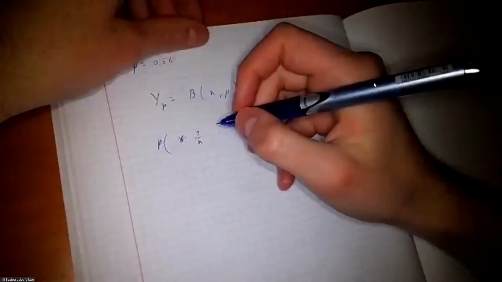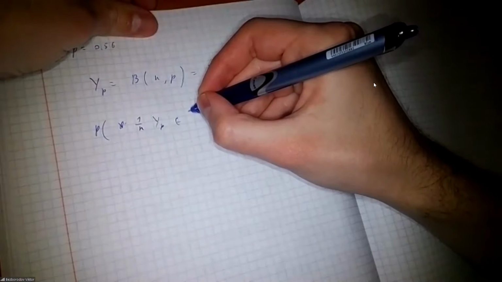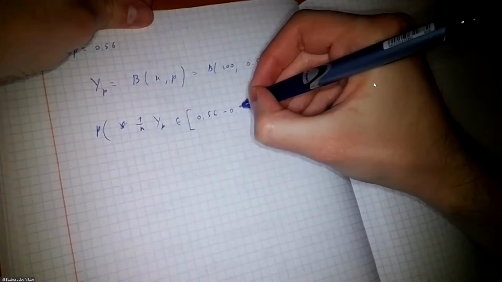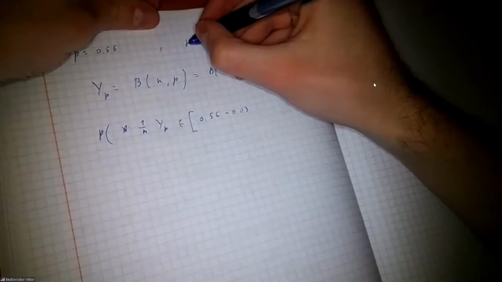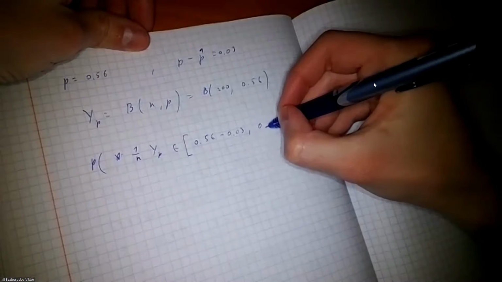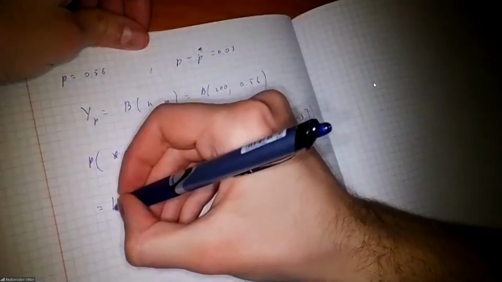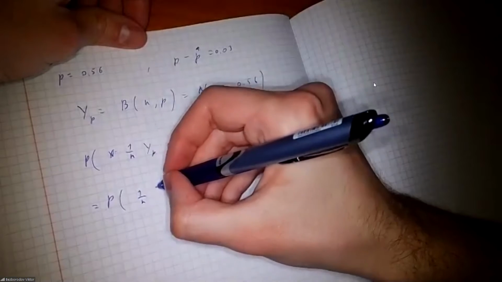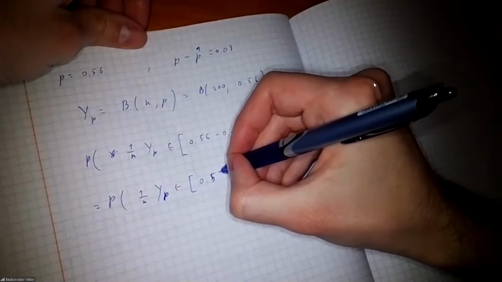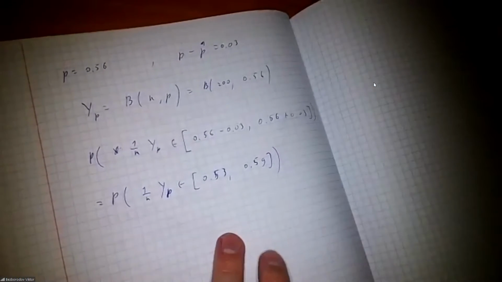So what is the probability that 1 over n of this number is going to be in the interval? Now, what is the interval? The interval is going to be 0.56 minus 0.03, right? So the difference between p and p hat is going to be 0.03. Here you have 0.56 plus 0.03, right? And so this equals the interval 0.53 to 0.59, right? And so you ask, what is this probability?